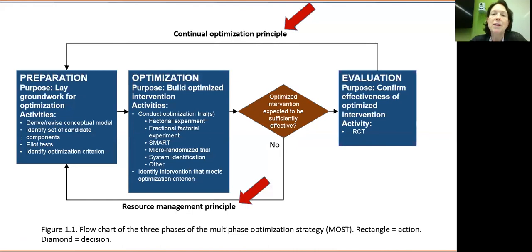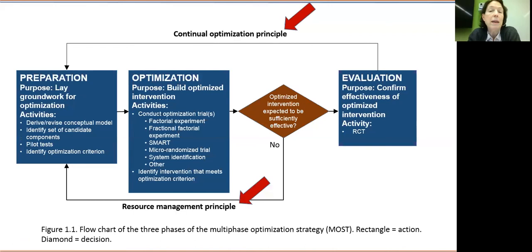But I will say that I wish NIH had a provision for if it's a study where the proposal called for both optimization and evaluation, if it would be possible to have a branching point where that brown diamond is in the figure that is up on the screen at the moment, and where, perhaps in consultation with the project officer, an experimenter could say, look, at this point, it doesn't make sense to do an evaluation. We should go back and conduct another optimization trial because we didn't end up with enough components to make an intervention that would be sufficiently effective.